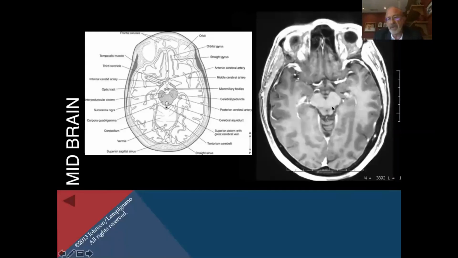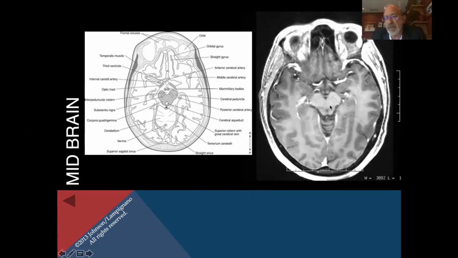Midbrain, my favorite area or level. The Mickey Mouse sign, we're going to find out that the cerebrum basically is going to connect at least the cerebral cortex from the upper portion of the brain to the brainstem through these things which we call peduncles. We're going to find out that there's a lot of key anatomy in this portion of the midbrain.